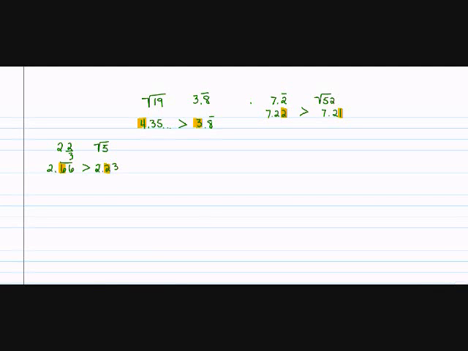And you would do the exact same thing when ordering them from least to greatest amount. You would change them all to decimals and then arrange their decimals.